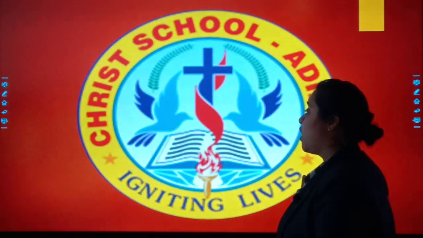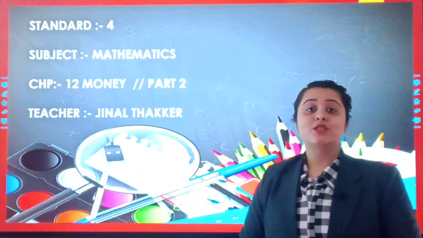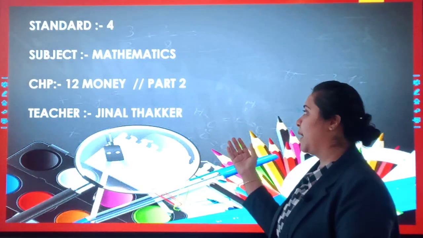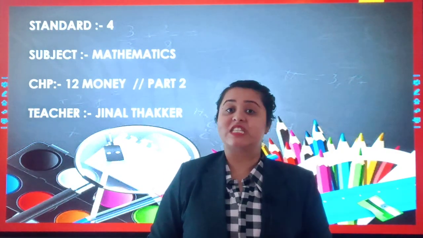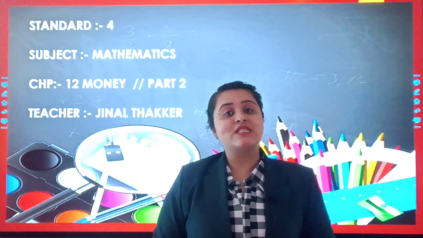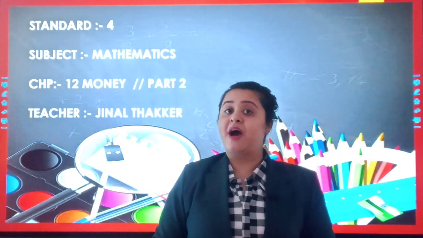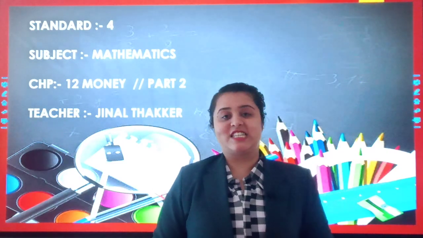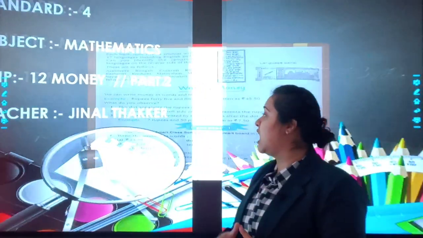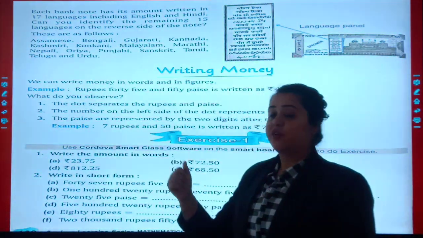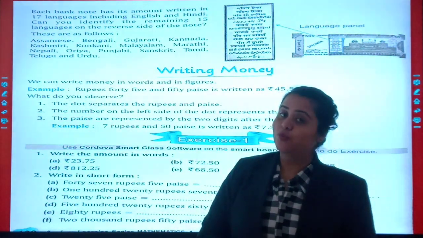So, we are on chapter number 12, that is money. We have already completed our part 1 video. In that, we have seen about Indian currencies and we have gone through the note of 500. Why the symbols are used and when the Mahatma Gandhi series has started. So today in this video we will be solving our exercise 1.